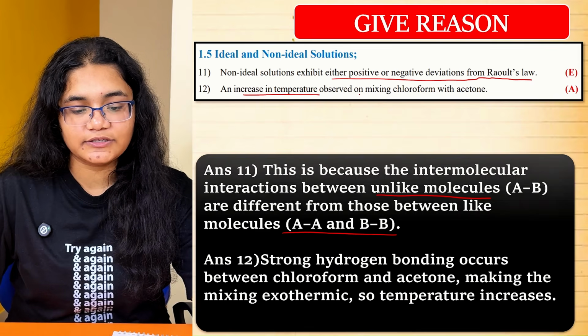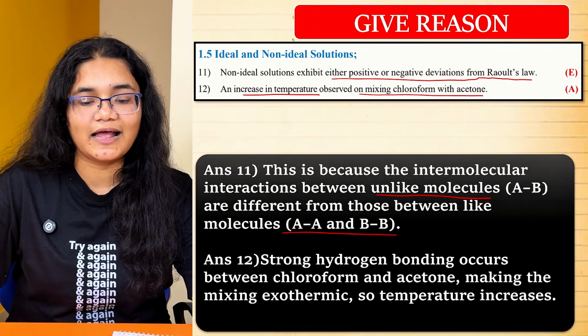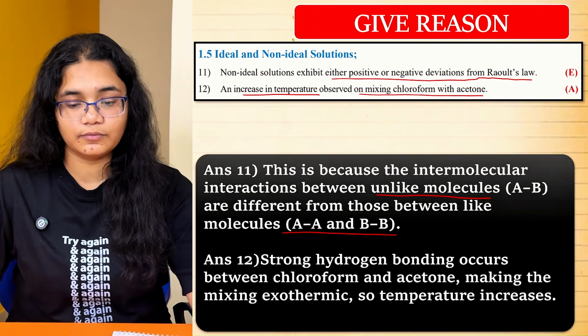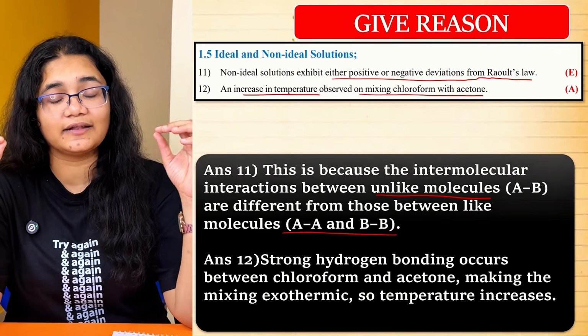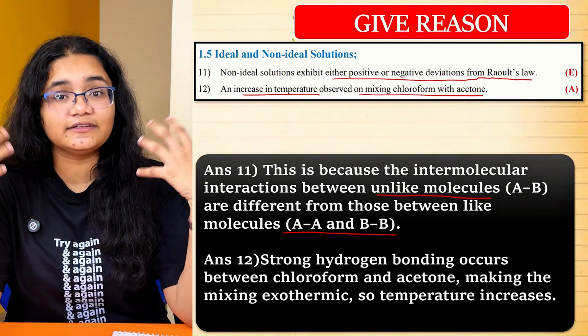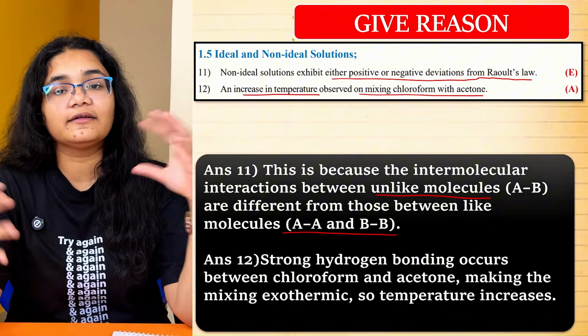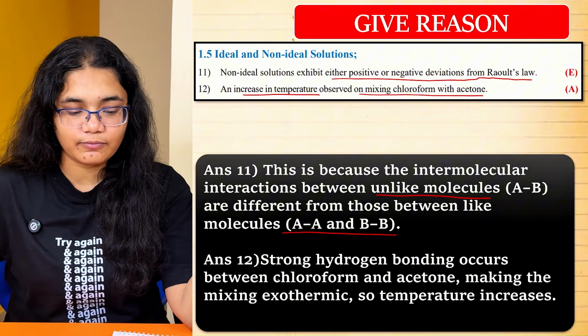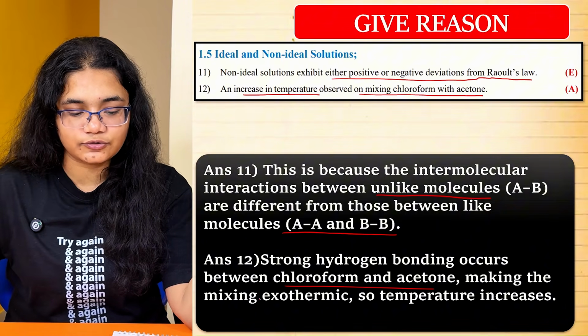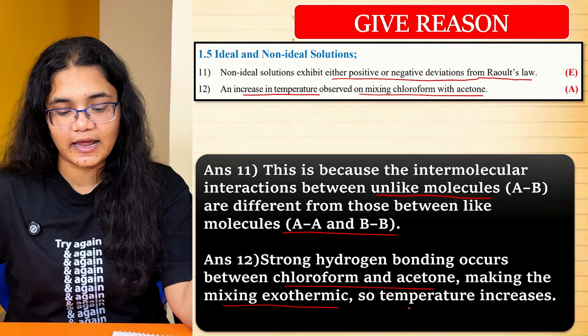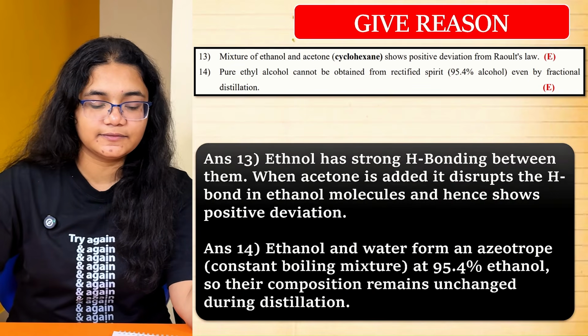Next, an increase in temperature is observed on mixing of chloroform with acetone. Chloroform and acetone show a negative deviation, and the reaction is exothermic, meaning heat is released and that heat is used to increase the temperature. Strong hydrogen bonds occur between chloroform and acetone, making the mixture exothermic, and hence the temperature increases.